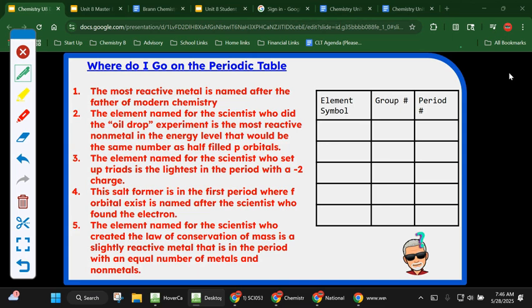What I mean is every clue should tell you what element you are trying to place, and it should give you a period or a group, period and a group, or it might give you both of those at one time by telling you a certain spot on the periodic table, where the most reactive metal is, where the most reactive nonmetal is, where the lightest of all elements is, where the heaviest of all elements are. Those are certain spots on there. Otherwise, they have to give you a group and a period. And that's what we're doing here. Okay? So the most reactive metal is named after the father of modern chemistry.